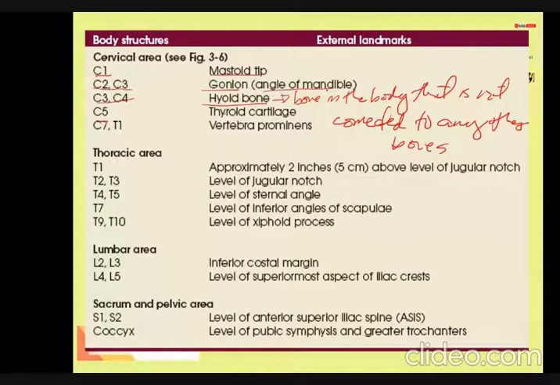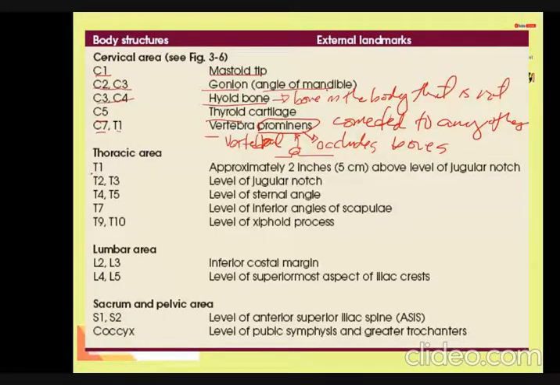C5, this is at the level of your thyroid cartilage. And C7, between C7 and T1, is your vertebra prominence. In other reference books, they term this as vertebral prominence. So this is the spelling of prominence. Prominence means this is something that occludes. So for example, we have here, this part here refers to the prominence.